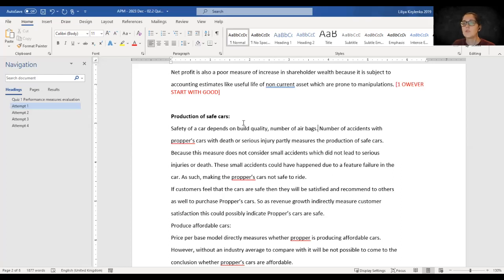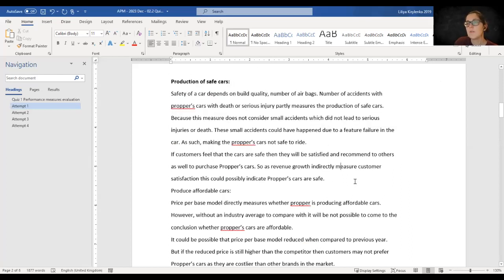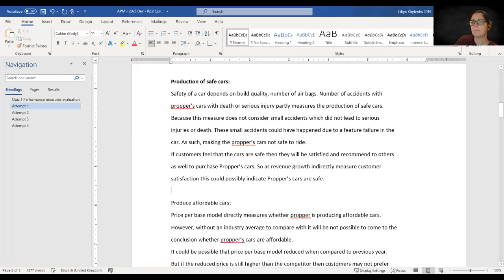Because this measure does not consider small accidents which did not lead to serious injuries or death. The small accidents could have happened due to a feature failure in a car, as such making the proper cars not safe to ride. If customers feel that the cars are safe, then they will be satisfied and recommend to others as well to purchase proper car. So a revenue growth indirectly measures customer satisfaction. This could possibly indicate that proper cars are safe. Okay. So these are two different metrics.